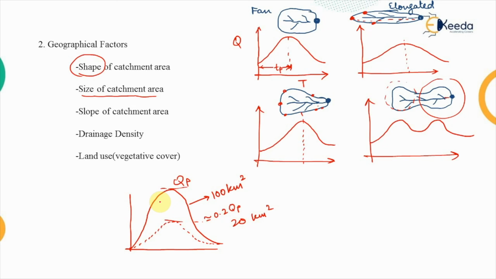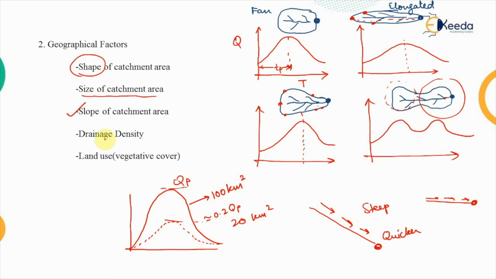Then the slope of the catchment area. If the slope is higher, if it is very steep, then the contribution of the runoff towards the outlet point will be quicker. On the other hand, if the slope is flatter, then the speed with which the runoff moves will be slower, and because of that the contribution towards the outlet point will also be slower. So that is the impact of the slope of the catchment area.